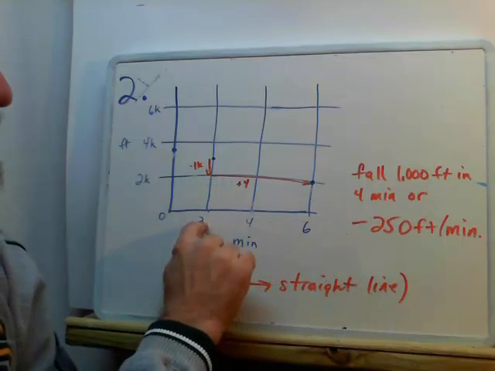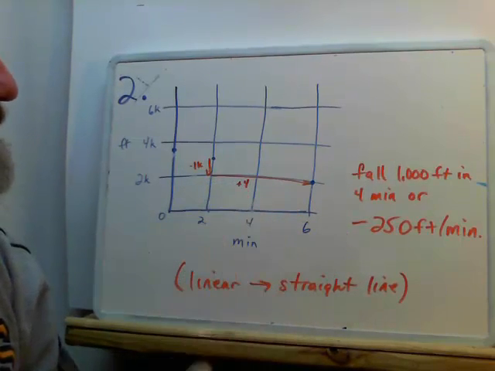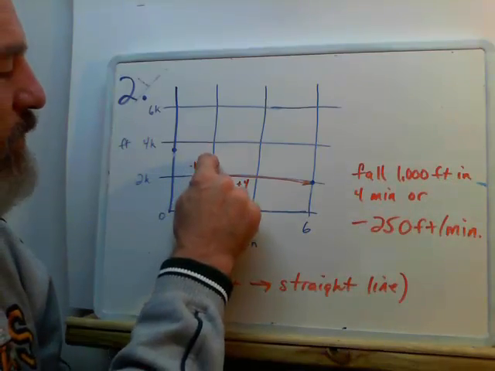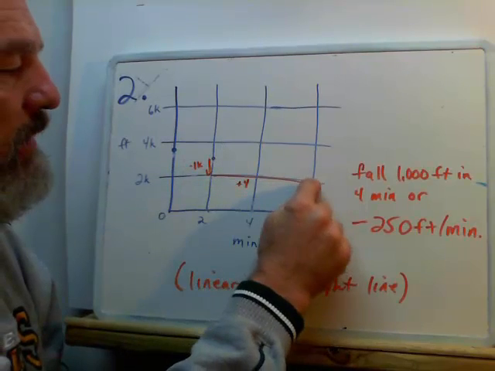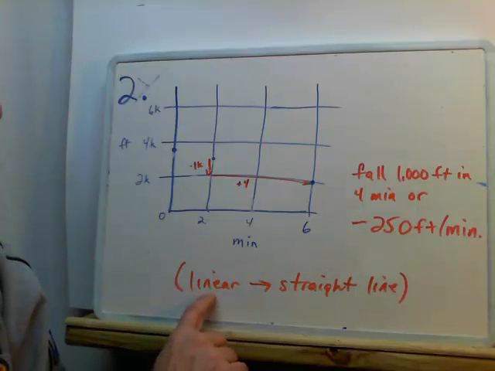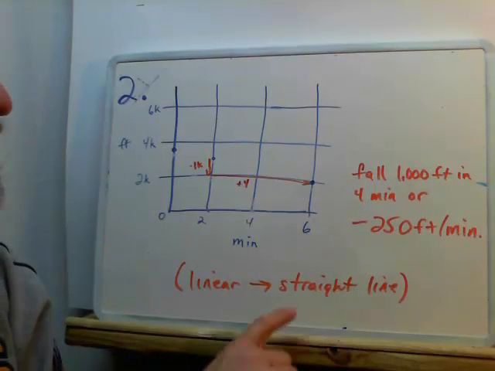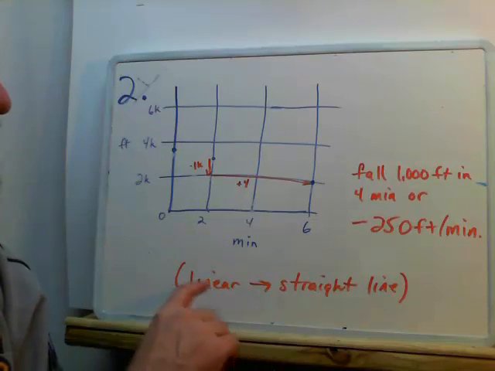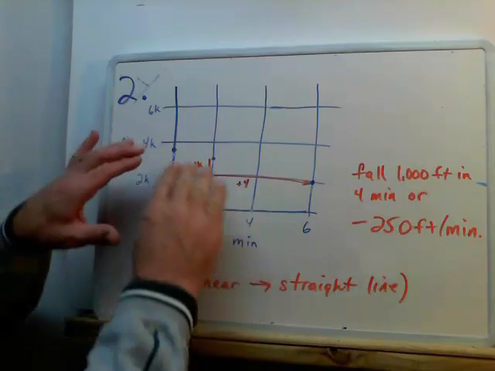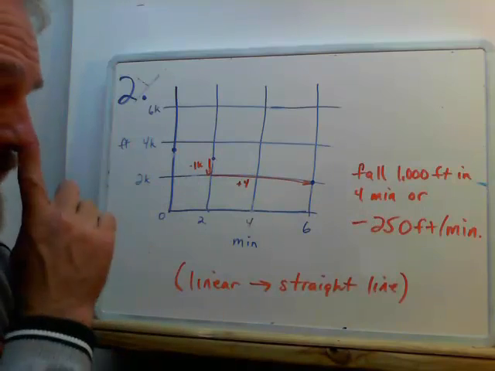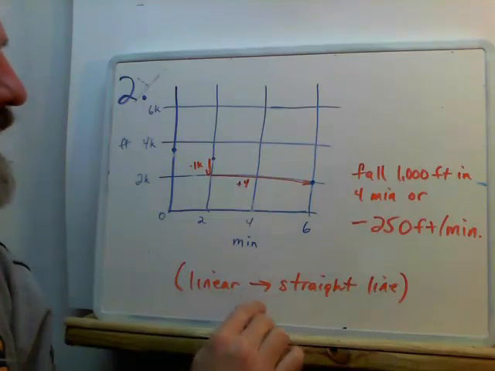and our horizontal run is from 2 to 6, so it's a +4 here. So it falls 1,000 feet in 4 minutes. As you can see, it falls 1,000 feet in 4 minutes from here to here. And we can get that into a unit rate of -250 feet per minute. So we do have a linear relationship. Another way to recognize a linear relationship is to determine whether or not the data points are in a straight line. So if you were to put a ruler on this in your book and see that they all line up perfectly in a straight line, we can say that that is a linear relationship based on that.